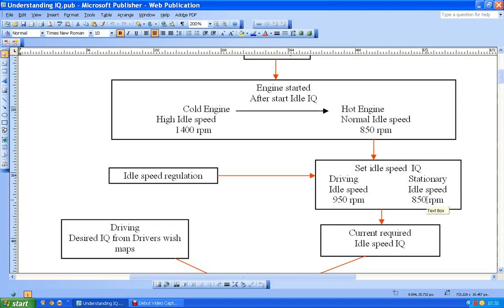Now that's the idle speed, let's say, that you would notice if you were just sitting stationary in traffic and not moving anywhere. I've just picked 850 at random. Obviously there are different values for different diesel engines, so I've just picked that one at random. It's not an important number.